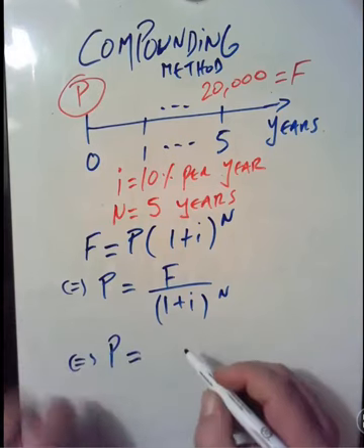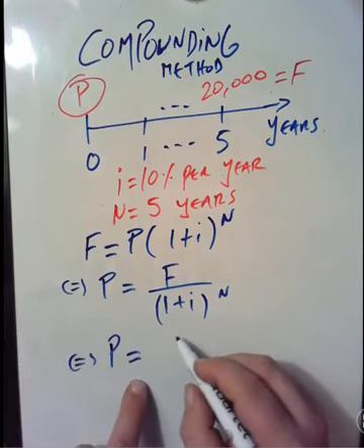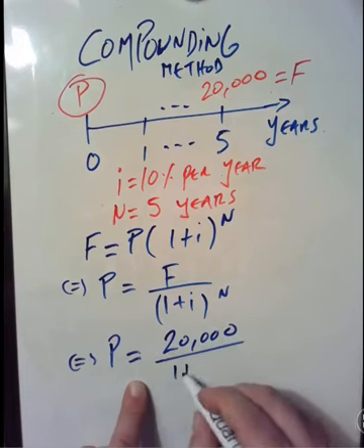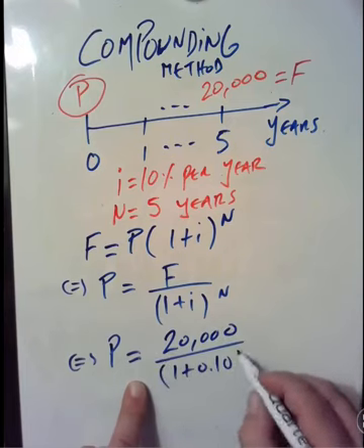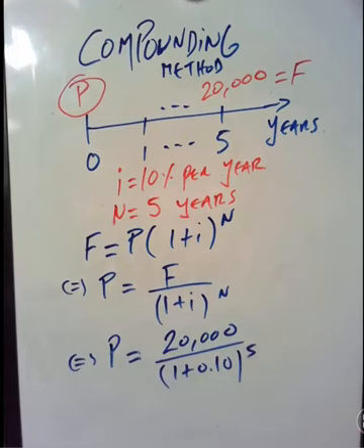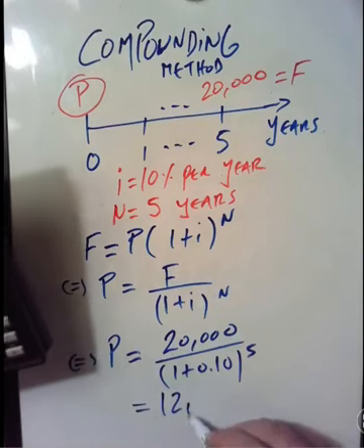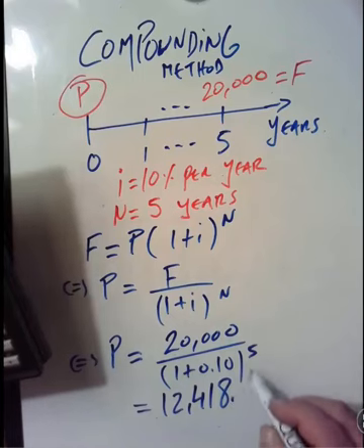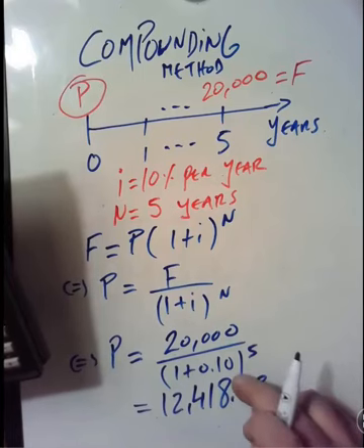So how much do I have to invest now in order to have $20,000 in the future, given an interest rate of 10% and 5 years? And the answer is $12,418.43.